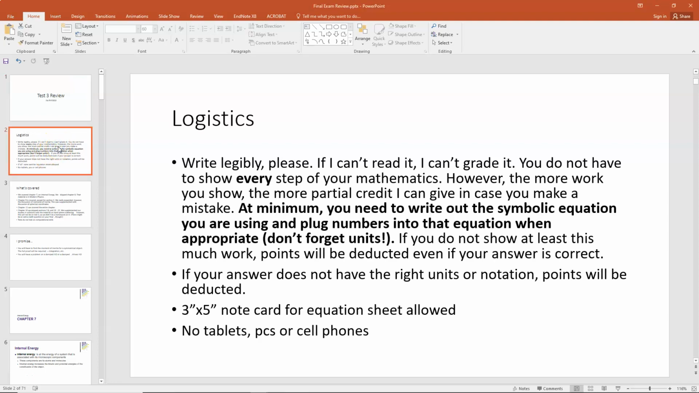So logistics, it's going to be very similar to the last test. Remember that you're allowed a 3-inch by 5-inch note card for an equation sheet. Please don't bring any tablets, PCs, or cell phones. You need to bring a regular old calculator with no access to the internet to do the problems. Okay?